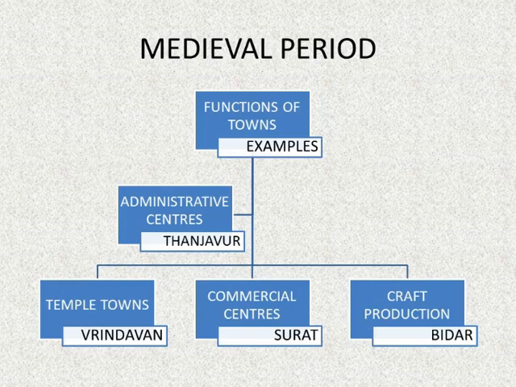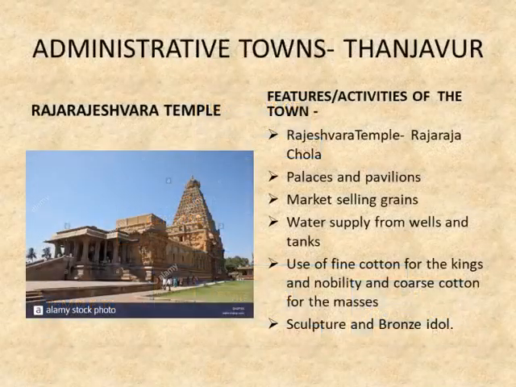Chapter 5, History. Now, let's see what functions these towns performed during the medieval period. We will see the functions as well as their examples. So, we will see that these towns were the administrative centers, they were the temple towns, they were the commercial centers, and they were the center of craft production. To start with, let's take up administrative town.